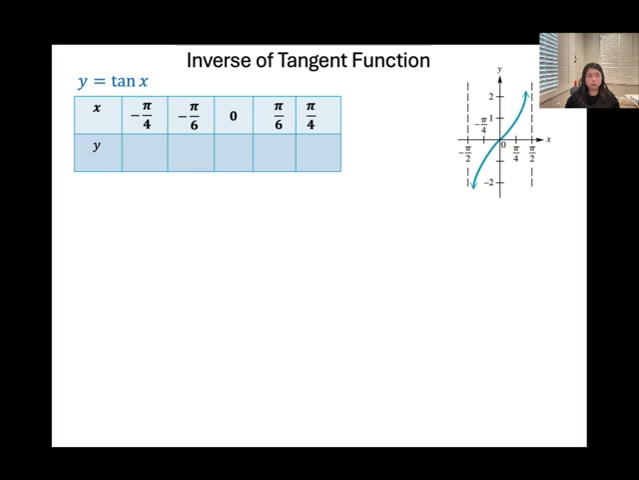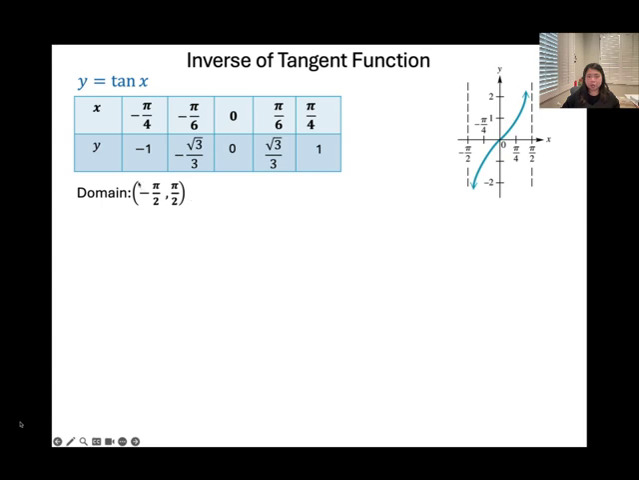Negative pi over 4 will be equal to negative 1. What is negative pi over 6? Negative root 3 over 3, 0, and this 2. Okay, what is the domain? Domain talking about the possible values of x, so negative pi over 2 to pi over 2.